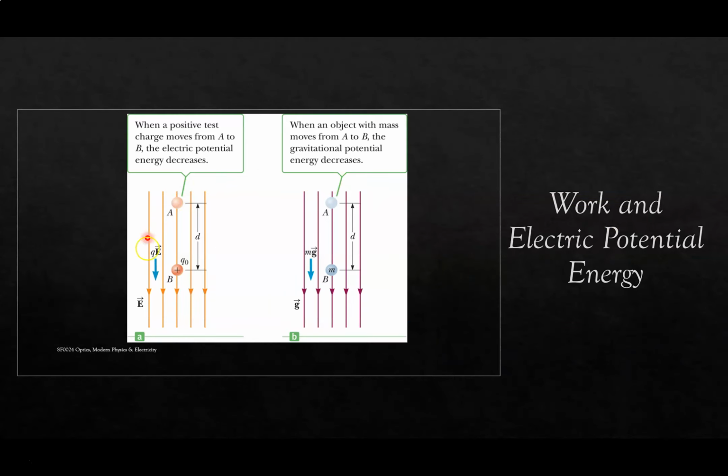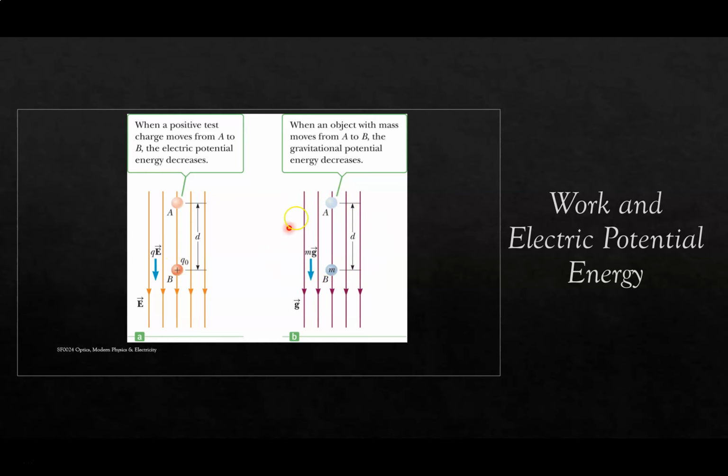Okay, this is another example, another figure. When a positive test charge moves from A to B, the electric potential energy decreases, because it gains kinetic energy but loses potential energy.